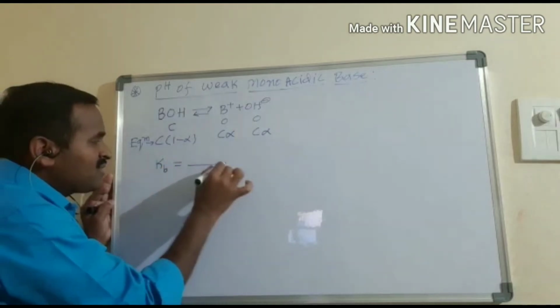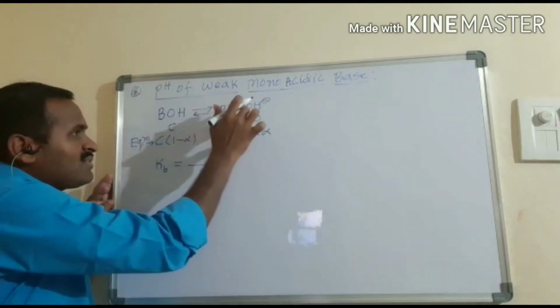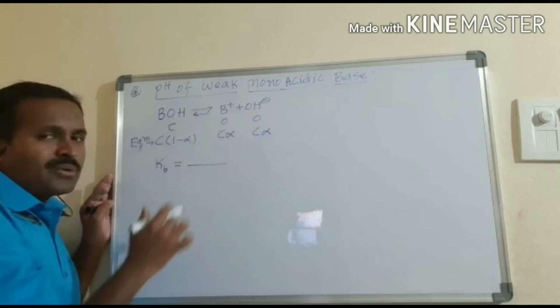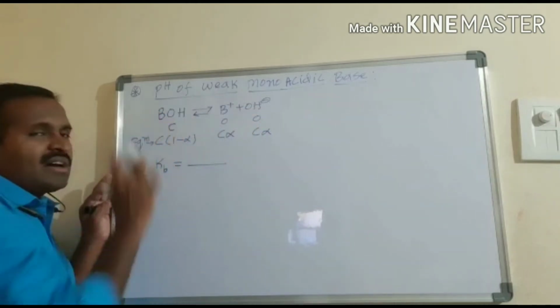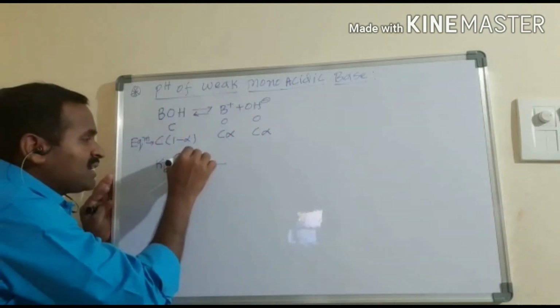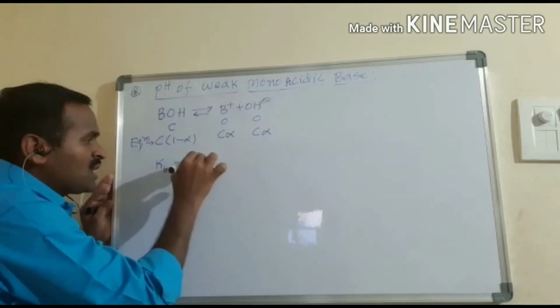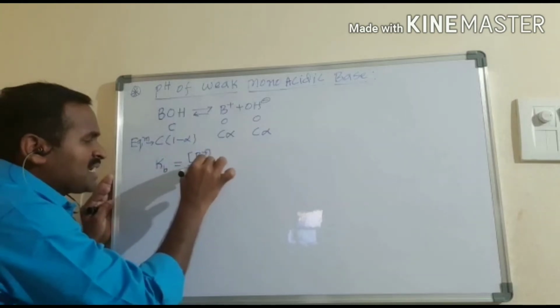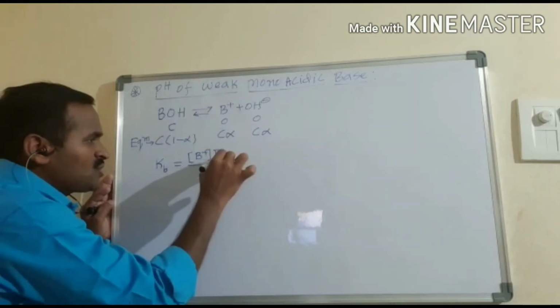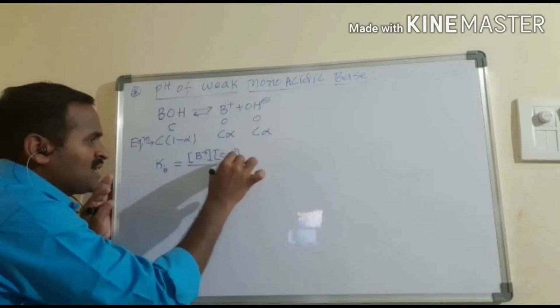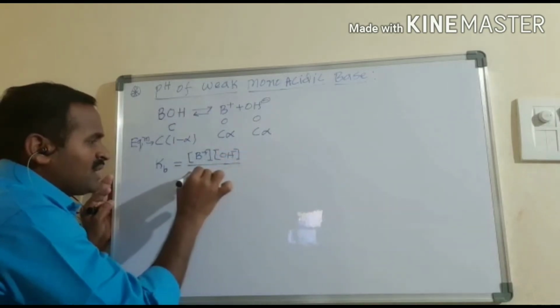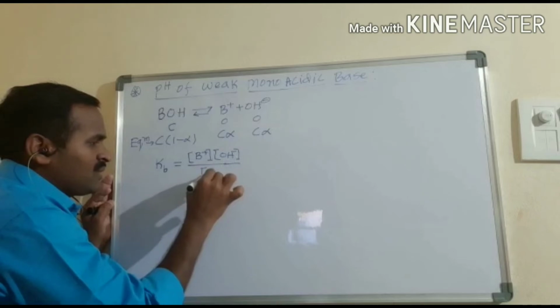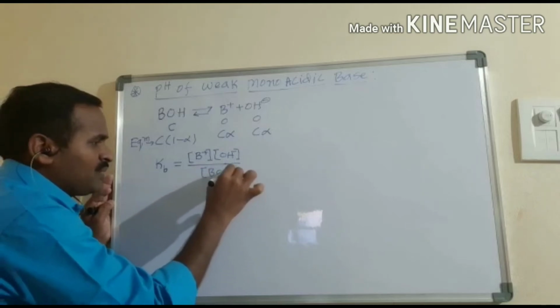Kb is the product of the molar concentrations of the products divided by the molar concentration of the reactant. Here there are only two products: the B plus ion concentration into the OH minus ion concentration, divided by the concentration of BOH.